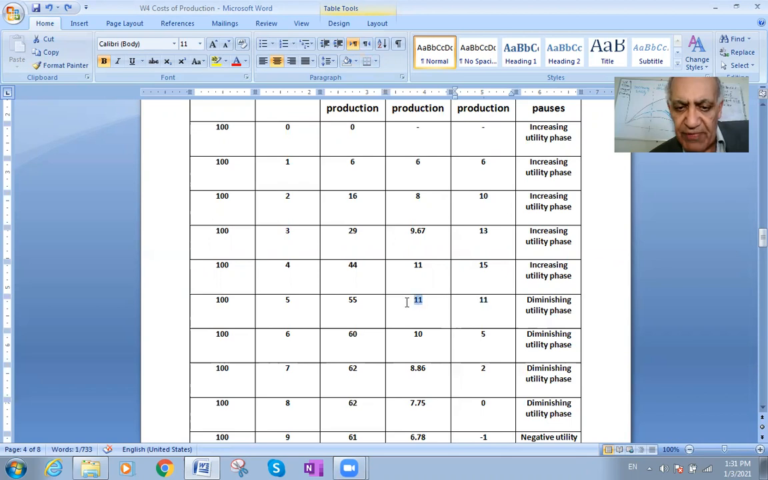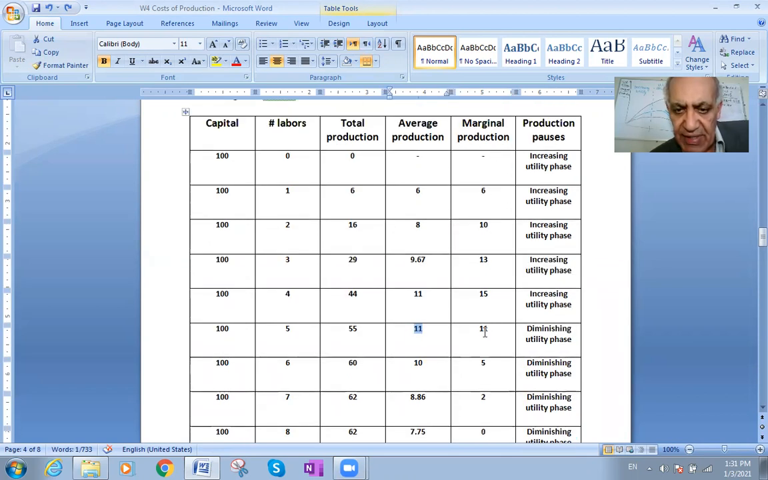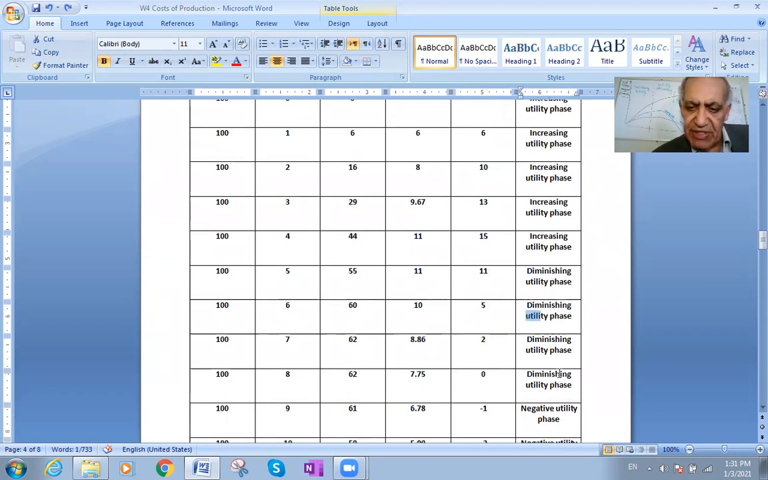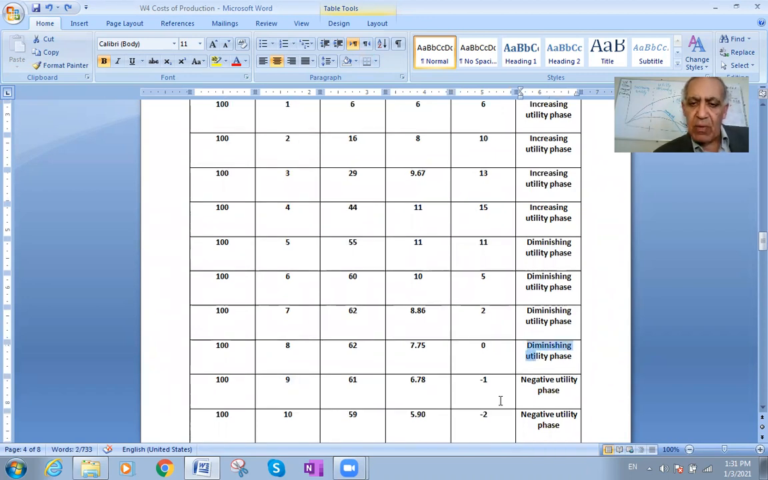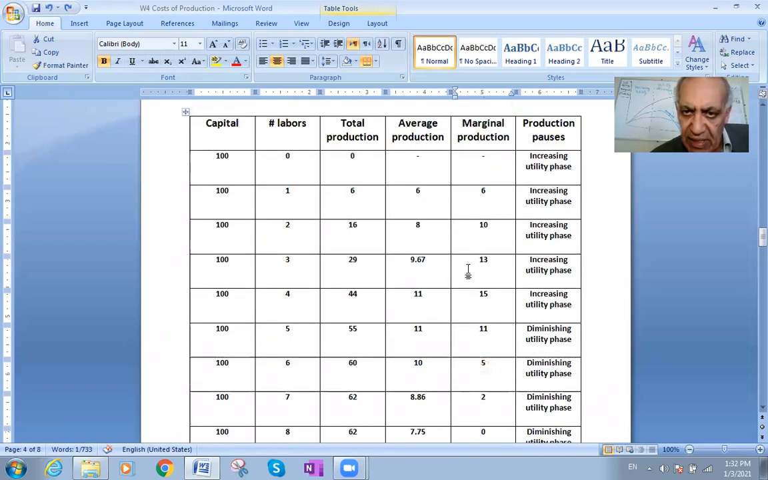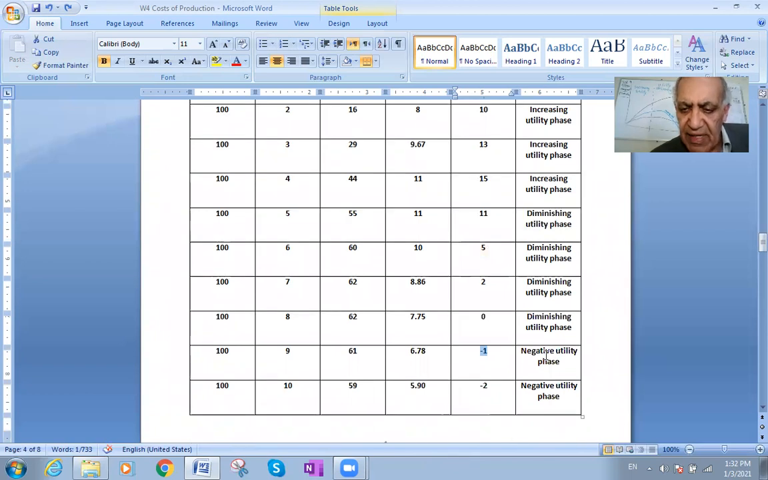Then when the marginal and the average are the same, look at this, the marginal and the average are the same, they start to diminish. Now when the marginal becomes negative, though the average is still positive, as soon as the marginal becomes negative, then this is the negative utility phase. We call it the negative utility phase because it becomes negative here, as you see.